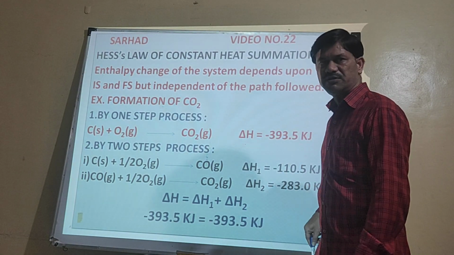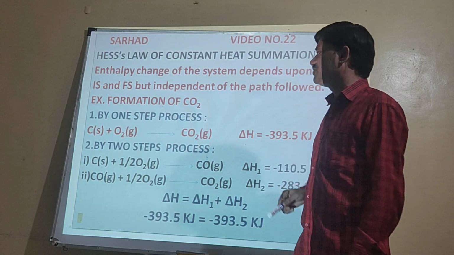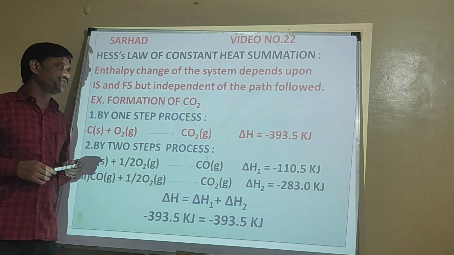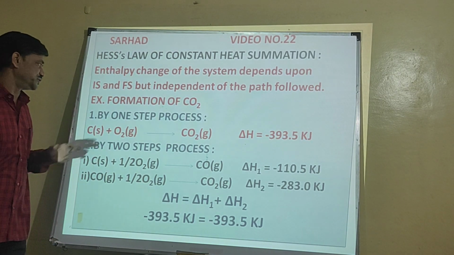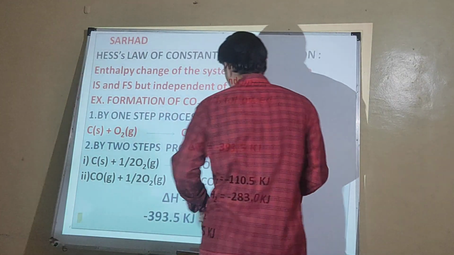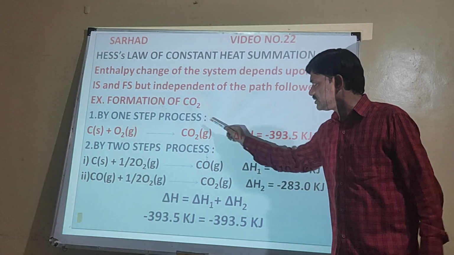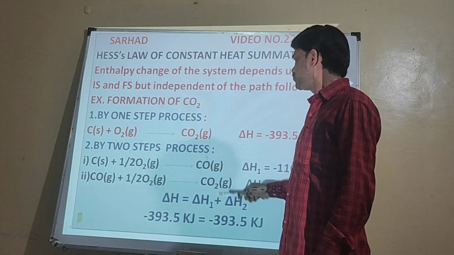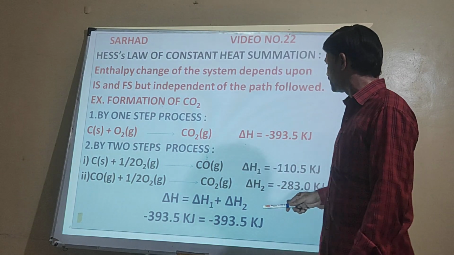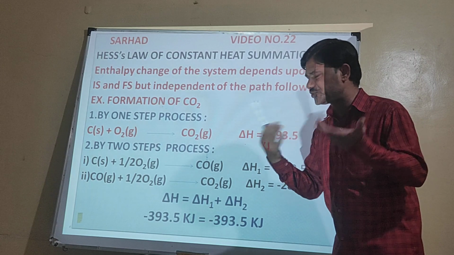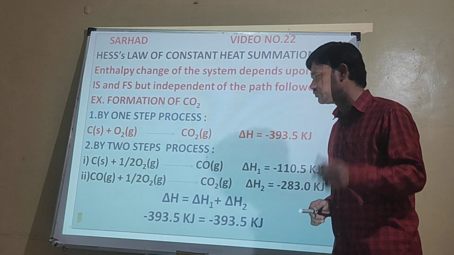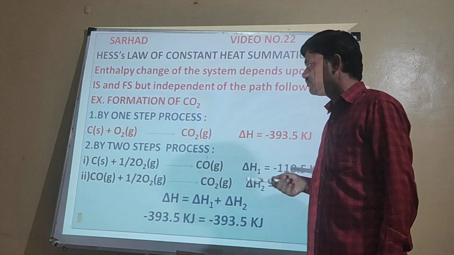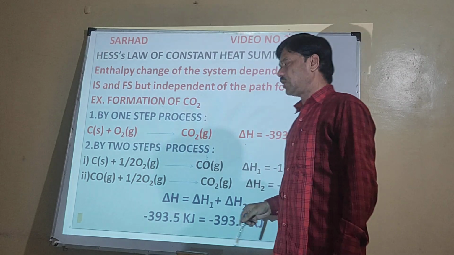Let us explain this statement by means of an example. What is the example in front of you? This one, formation of CO2. So how can CO2 be obtained? It can be obtained by two different processes. What is the first process? That is the one step process. How will you get CO2 in a one step process? Solid carbon on heating with gaseous oxygen gives gaseous CO2. Tell me the enthalpy change here. Negative sign indicates liberation of heat. So what kind of change is this? Exothermic change. So this much heat will be liberated when there is formation of gaseous CO2 from which ones? Solid carbon and gaseous oxygen.